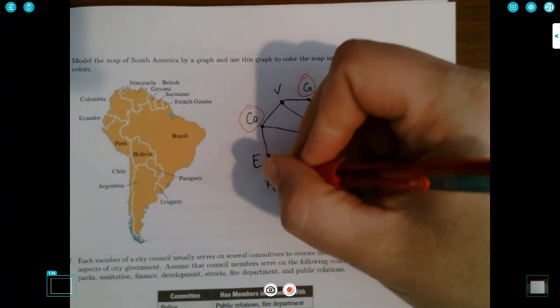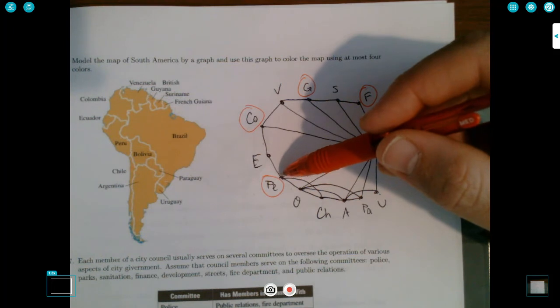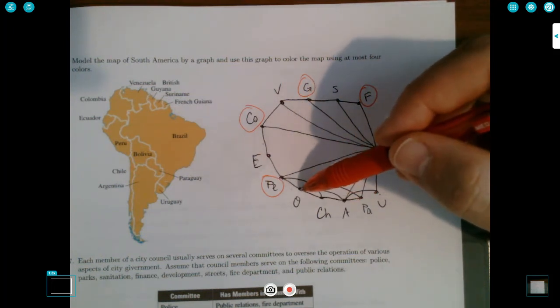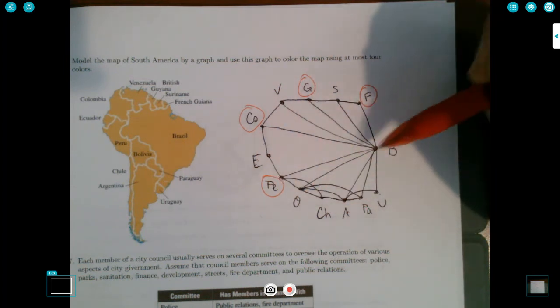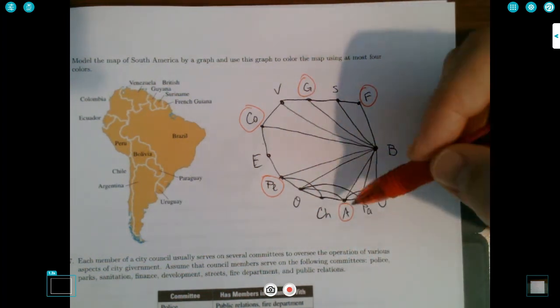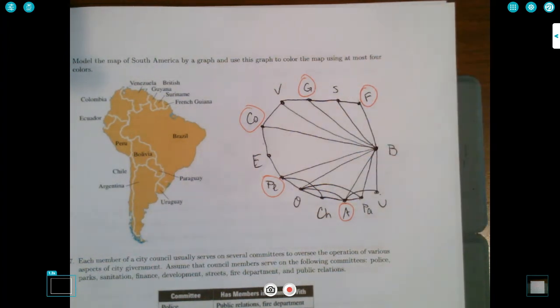With Columbia, I can't use red now with V or with B or with E, but I could use it with PE. Now this one I can't use red with E or B or Chile or Bolivia. So I can't use that one or that one or that one or that one, but I could do it here. This one I can't use there, and I can't use it there. So that's all that I can do with red.